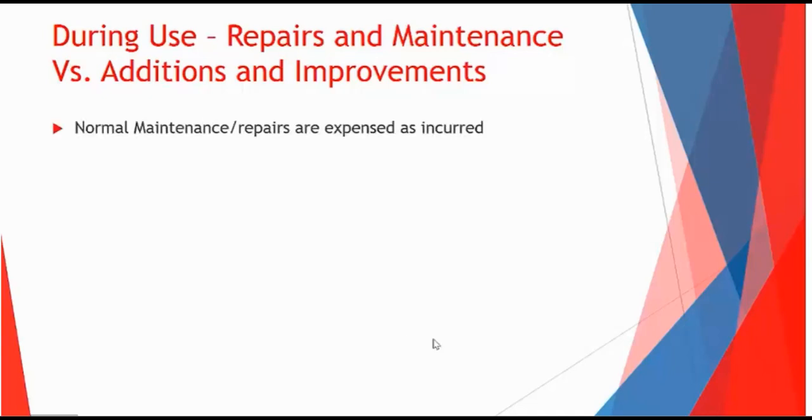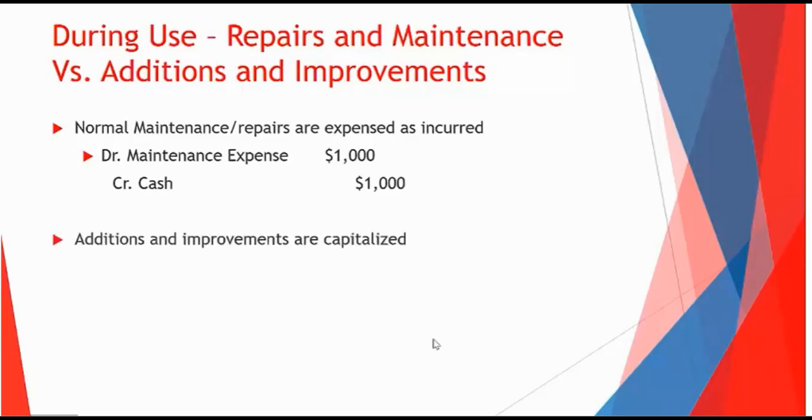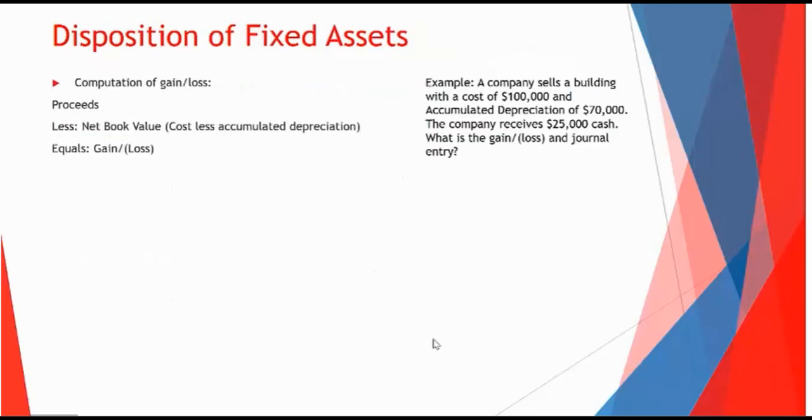So what do these journal entries look like? If we have, say, maintenance expense, we're going to debit maintenance expense, probably credit cash for something small like that, maybe accounts payable, usually cash. If it's an addition or an improvement, we're going to debit a factory or whatever a fixed asset is and credit the cash. So that kind of takes us through what do we actually capitalize for an asset, then we went into during the use.